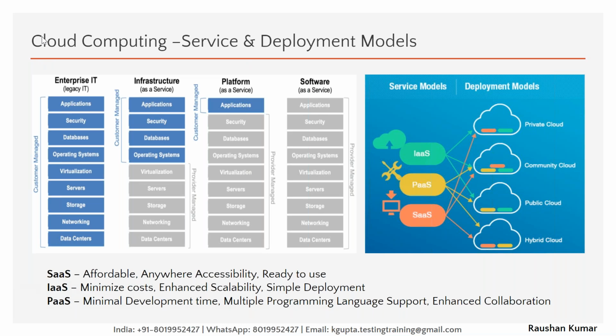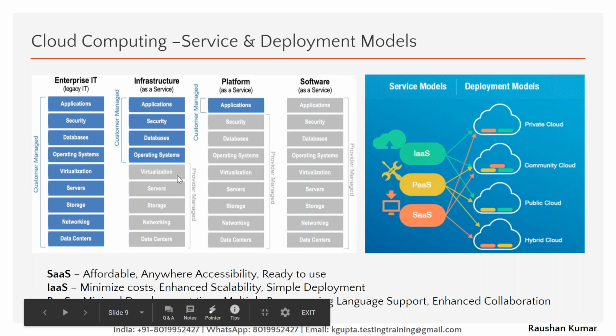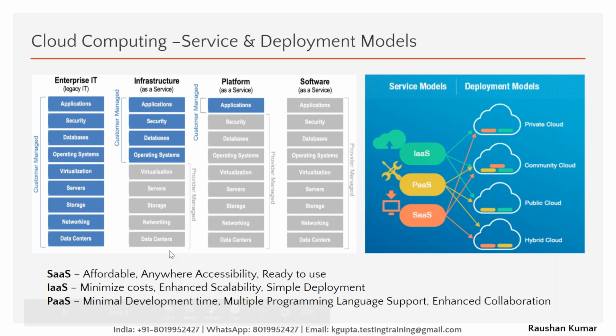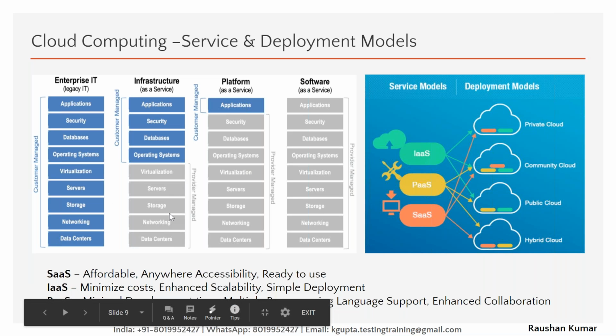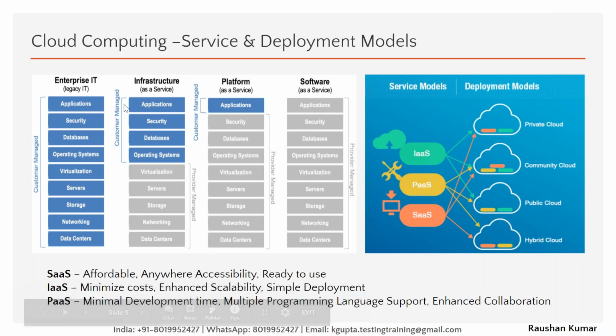Suppose we talk about AWS or Azure or Google Cloud. I can use the data center or the hardware of Azure or Amazon to host my application. When I say infrastructure as a service, basically the data center, networking, storage, server, and virtualization are owned by the cloud provider. As a customer, I'll be responsible only for maintaining the operating system, databases, security, and applications.